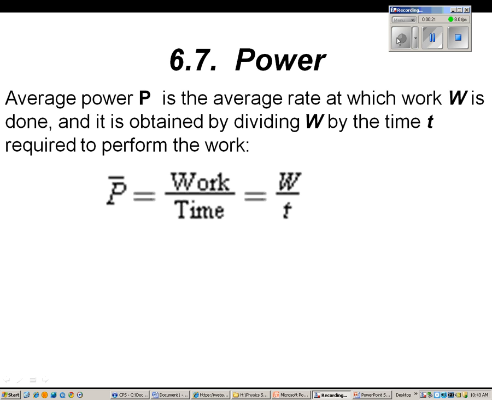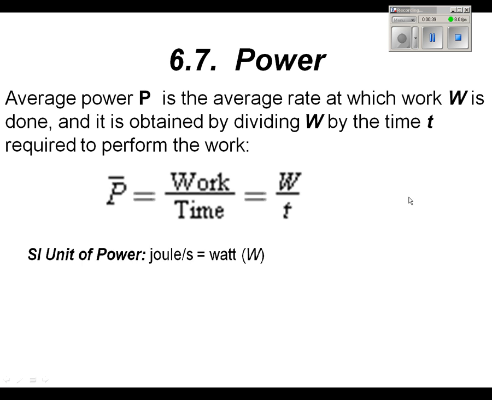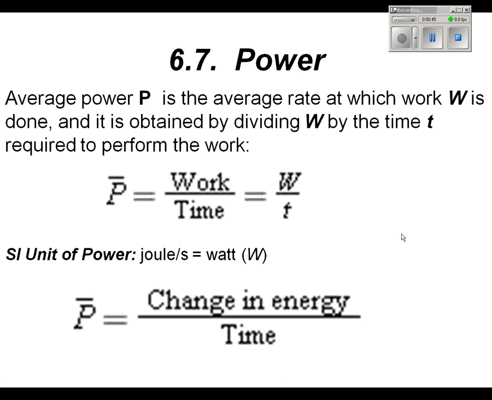The equation that goes with that definition looks like this. Average power, that line over the top of the P means average. Average power equals work over time, which is W over T. It's the rate that work is accomplished. It's measured in joules per second, and a joule per second is the same thing as a watt. So you'll see it typically in watts or joules per second.